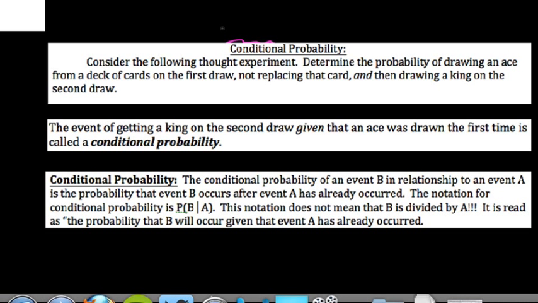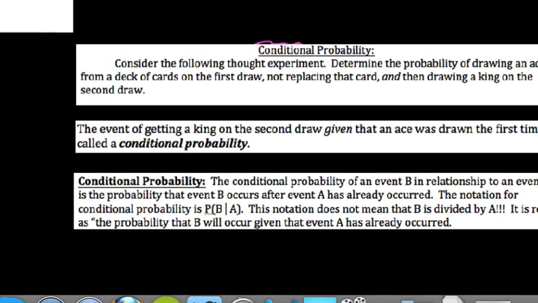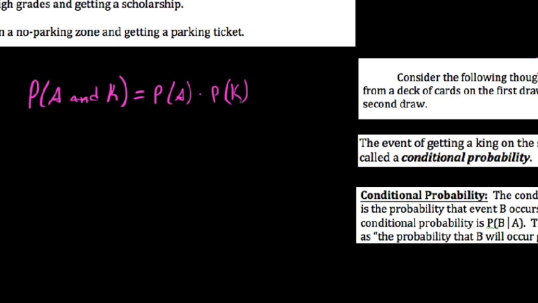Determine the probability of drawing an ace from a deck of cards on the first draw, not replacing that card, and then drawing a king on the second draw. According to my last video, we would have said ace on the first draw and king on the second one. We could actually just split this up: the probability of an ace on the first draw times the probability of a king on the second draw, because "and" means times. But when we evaluate it this time, consider this thought experiment.